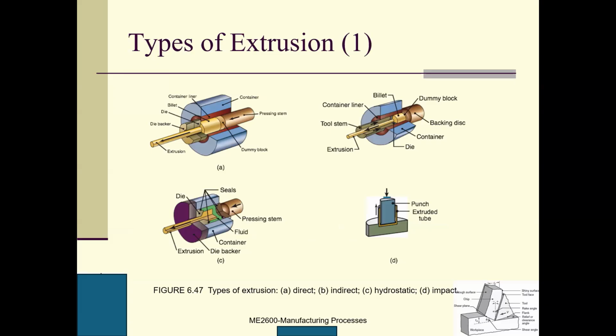So here is the die. This is a container. Here is the extrusion. This is a pressing stem. This is a die bake. So here is the die bake. Here is the die. This is a billet, and this billet is a raw material.